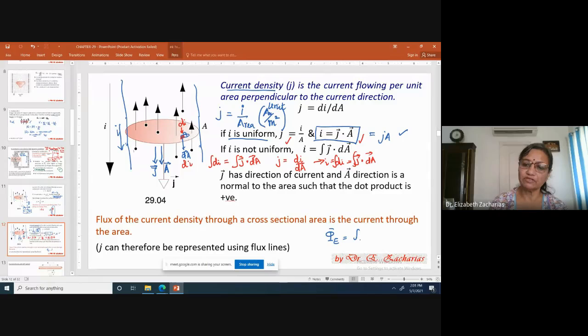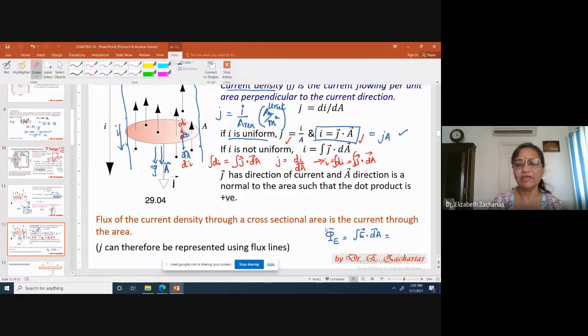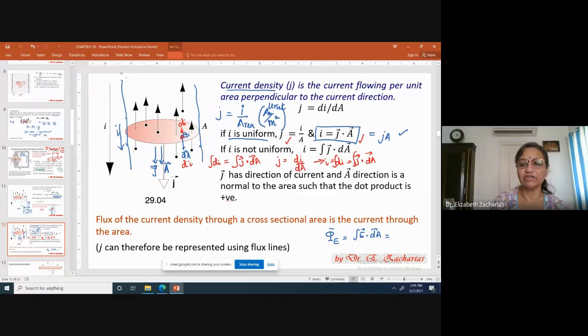Gauss law you just completed. Electric flux was E dot A. E dot dA. And it is E dot A if it is a uniform field for the entire surface. Otherwise, you will write it as integral E dot dA. Now compare what I have just written here to what I have written here.